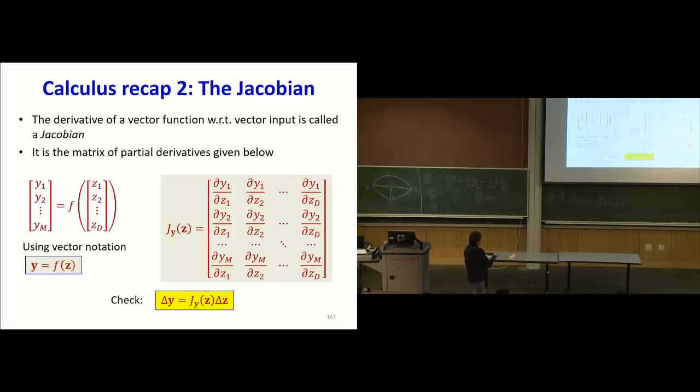Now, if I use vector notation, I have y equals f of z. You can easily check that delta y equals this Jacobian times delta z. So once again, it satisfies our definition of a derivative: the term that multiplies a small change delta z to give you a delta y. We're going to keep coming back to this definition because it's really important.